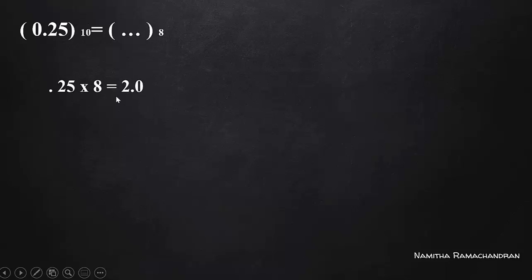So keep this whole part here and focus on this fraction. But here the fraction contains only zeros. Okay, if the fraction contains only 0, we don't want to proceed further, we can stop right now. Okay, and arrange this whole part only in this particular direction. So this 0.25 in decimal is equivalent to 0.2 in octal.